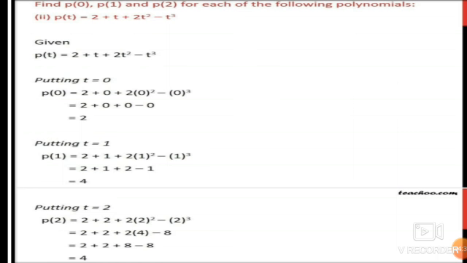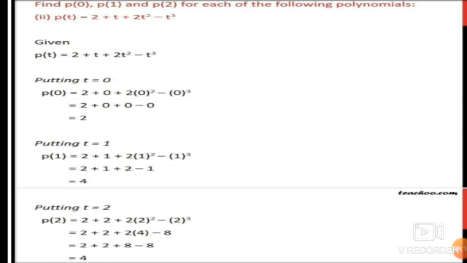First, whatever is given here: p(t) = 2 + t + 2t² - t³. Okay, first we have to substitute. We have three values, 0, 1, 2. In the first case, we substitute t = 0. Observe, students, in the given equation, instead of the variable t, we have to substitute 0.